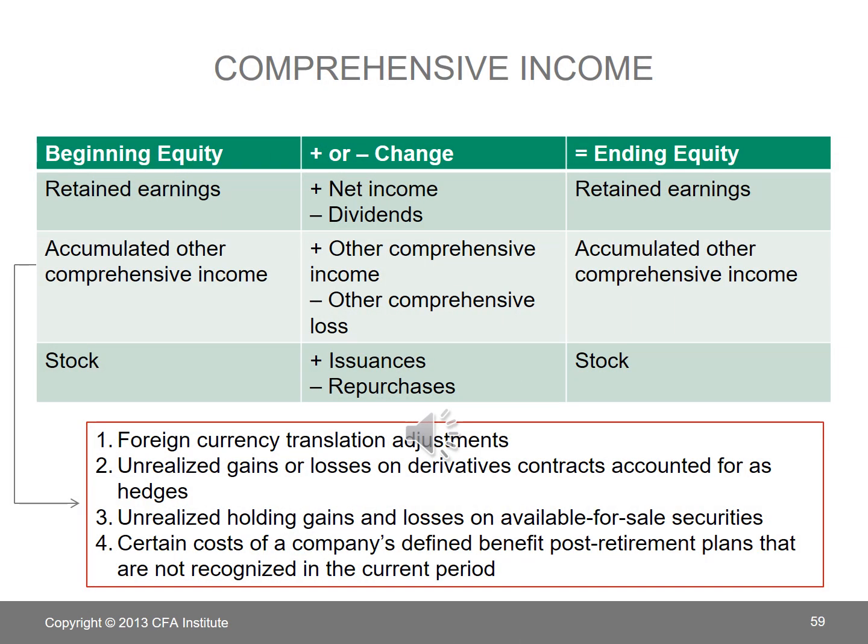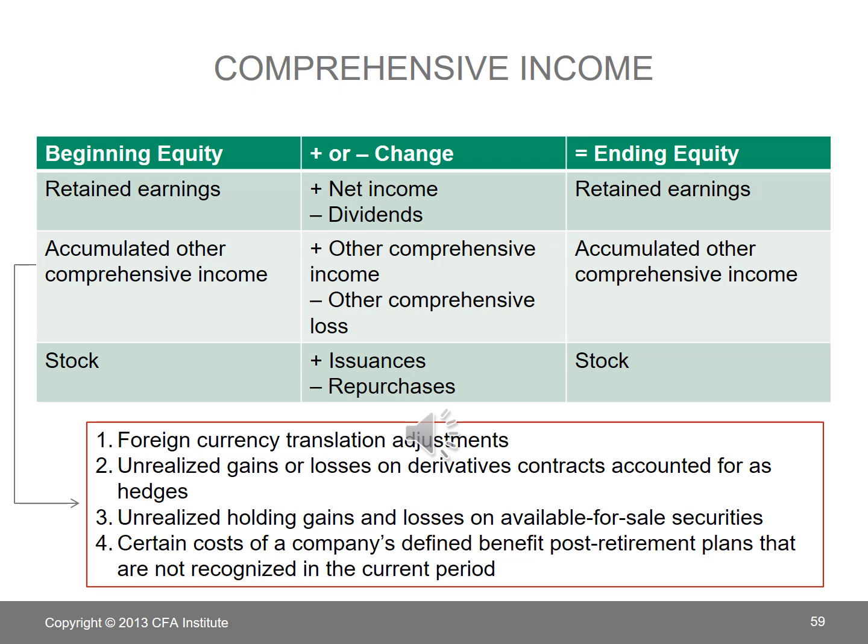Now, this slide first reviews a few key relationships presented in earlier chapters in your textbook. It then lists 4 items included in other comprehensive income. Total beginning equity plus changes equals total ending equity. Total comprehensive income equals net income plus other comprehensive income. Now, to understand comprehensive income a little bit more, we need to note that comprehensive income includes both net income and other revenue and expense items that are excluded from the net income calculation.